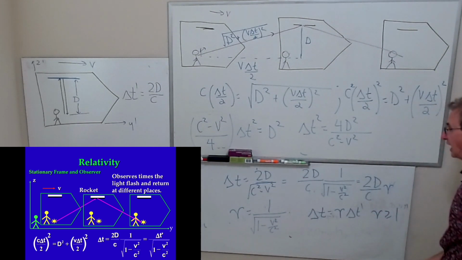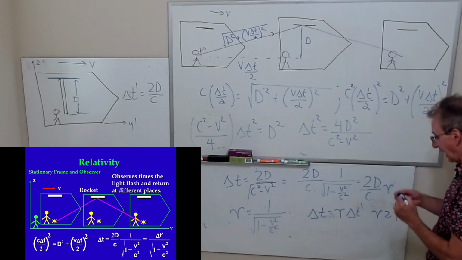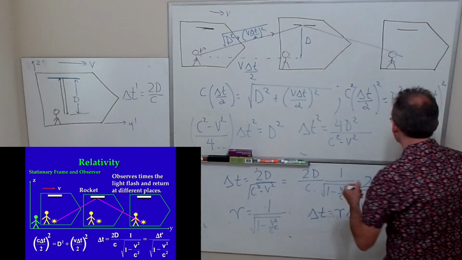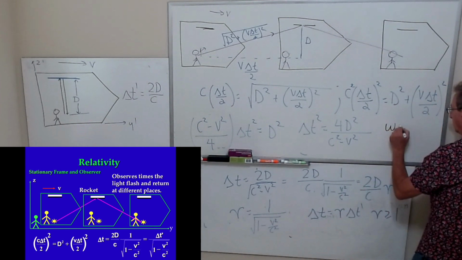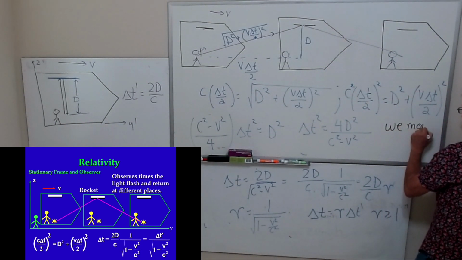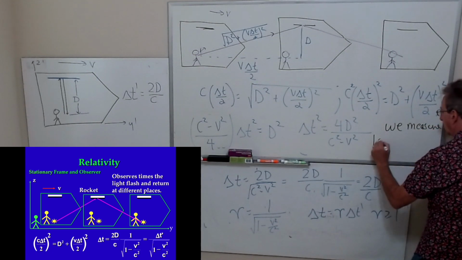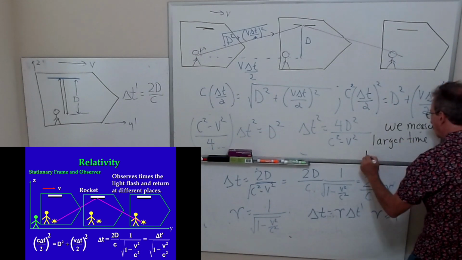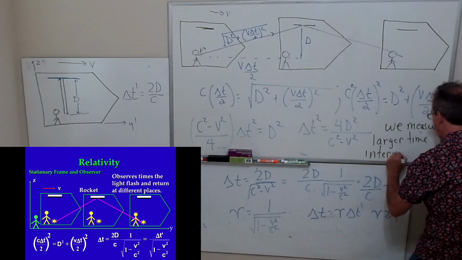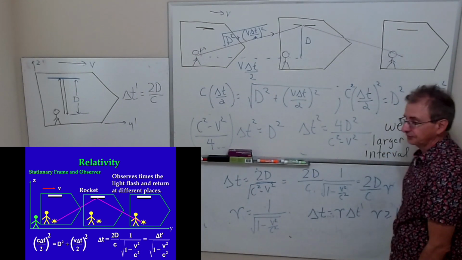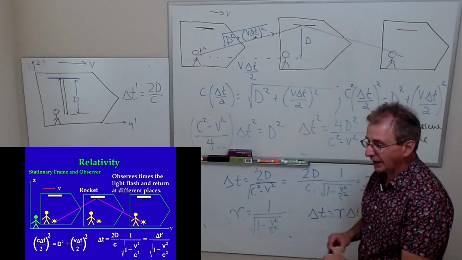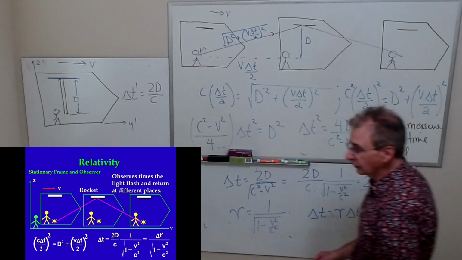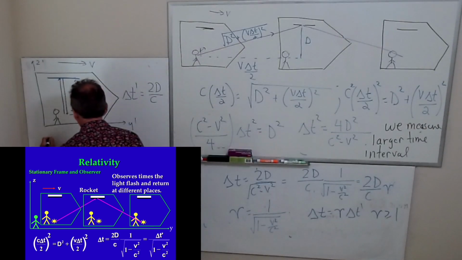So what does that say? It says that I measure a larger time interval. The rate at which the clock ticks is slower for the person in the rocket. Moving clocks run slower.